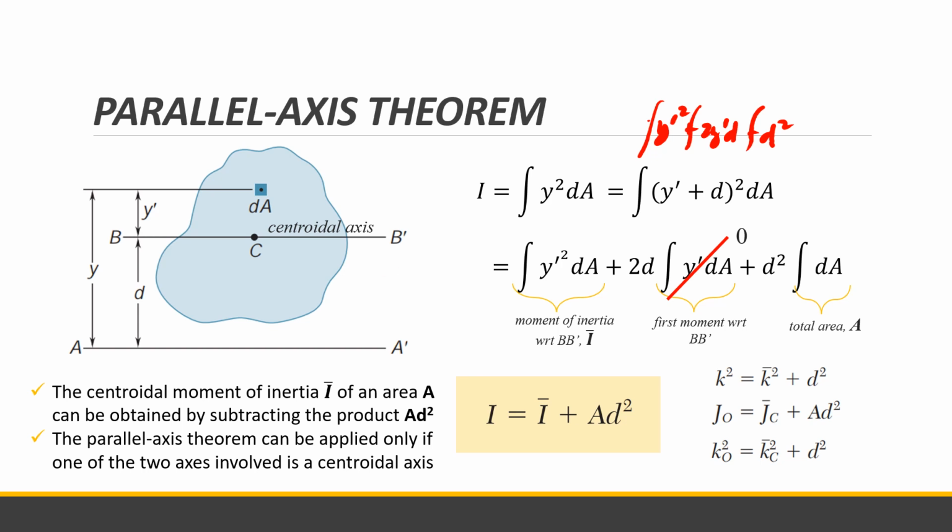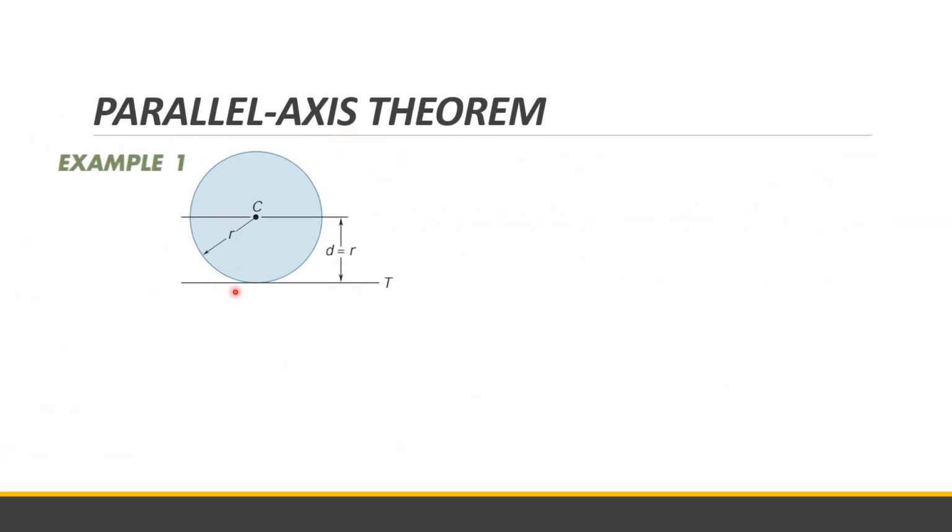Okay, so let's have an example. First, we will apply the parallel axis theorem to a circle. So I_t, the moment of inertia with respect to the t axis here, is equal to I bar plus A d squared. The moment of inertia at the centroid of the circle is equal to 1/4 pi r to the fourth.